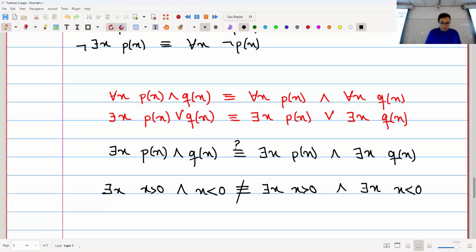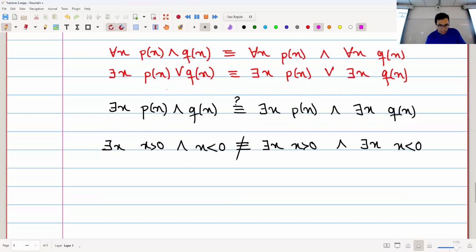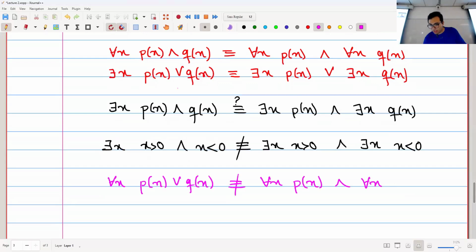And similarly, when it comes to the universal quantifier, you cannot do it with OR, right? So if I say, change the color. If I have for all x, P of x or Q of x, this is not equivalent to for all x, P of x, and for all x Q of x.